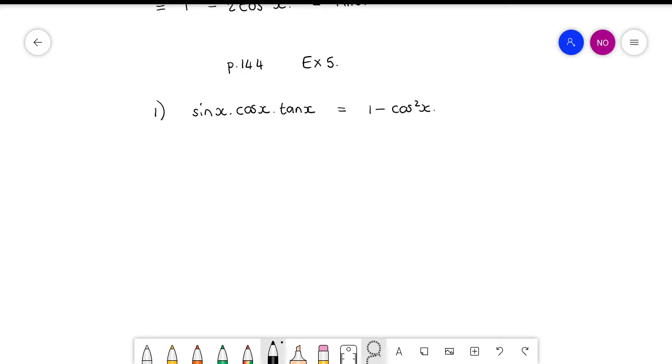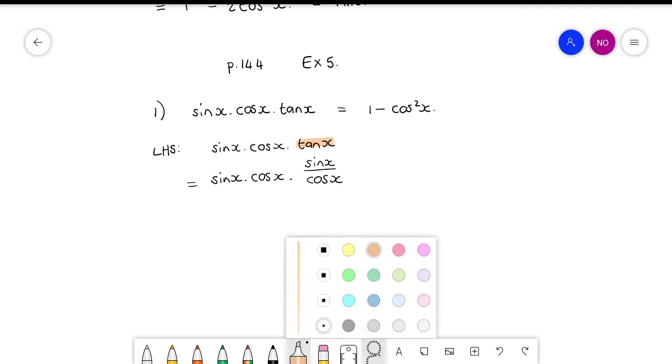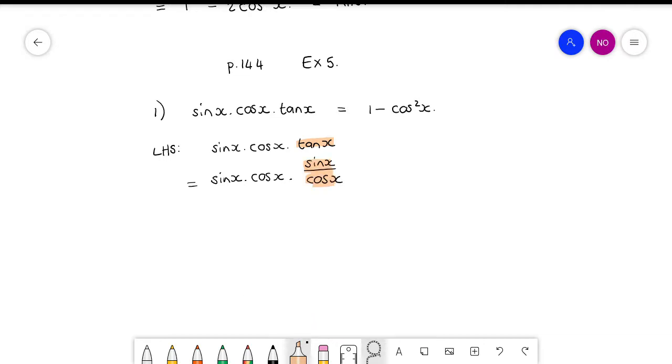Okay, so if we're looking at exercise 5, I'm going to start on the left hand side. Né? En dan gaan ek sê sin x maal cos x maal tan x. And if you're looking at your set of skills that you can use, that tan x should basically jump out at you. So I'm going to go and write tan x as sin x over cos x.